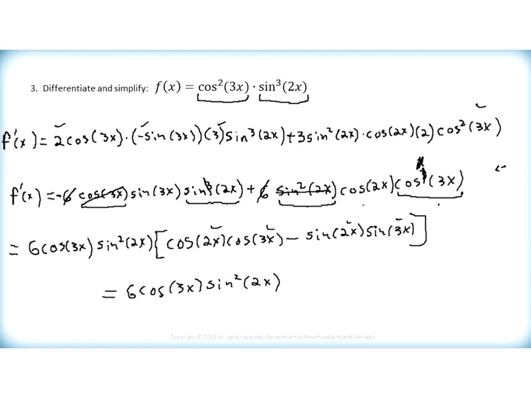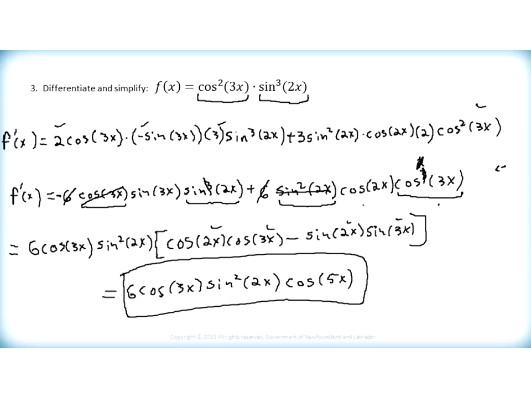And then what we're going to have here is actually cosine of A plus B. So that's just going to be cosine of 2x and 3x, which is 5x. And so that's as simplified as I can make that without getting into way more detail and hoping a whole lot. So that's a good one for that.